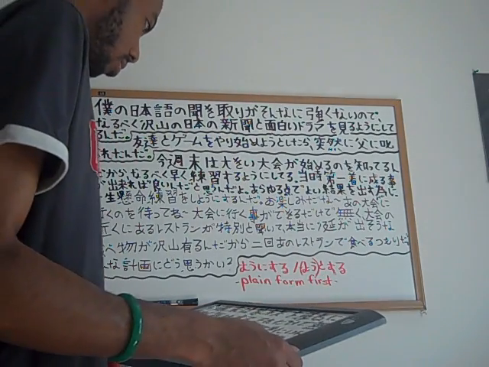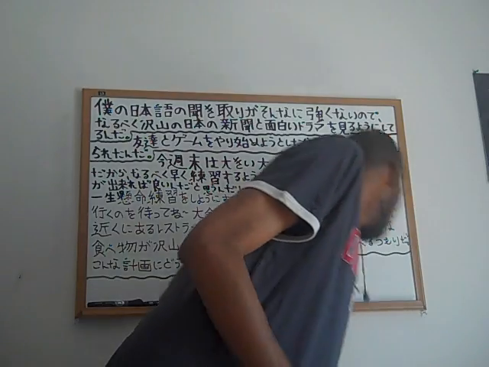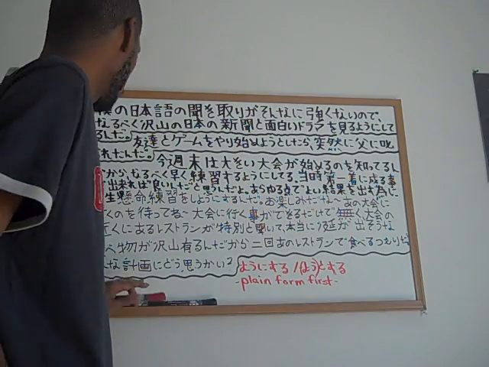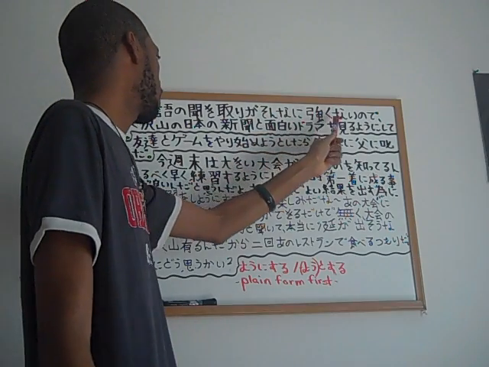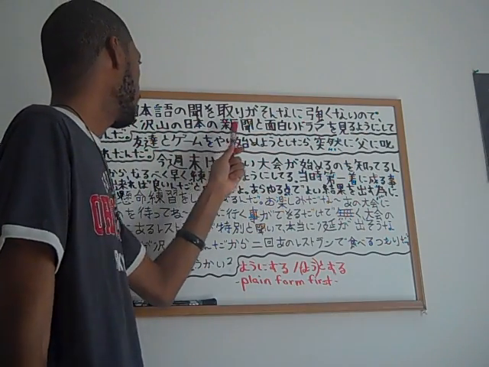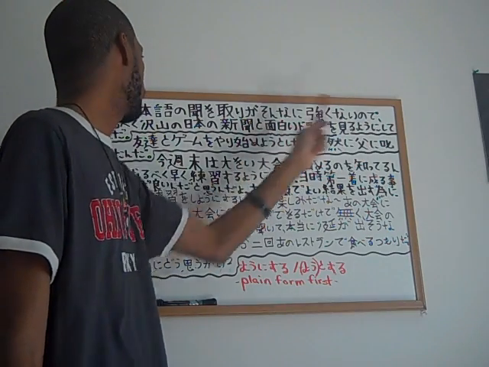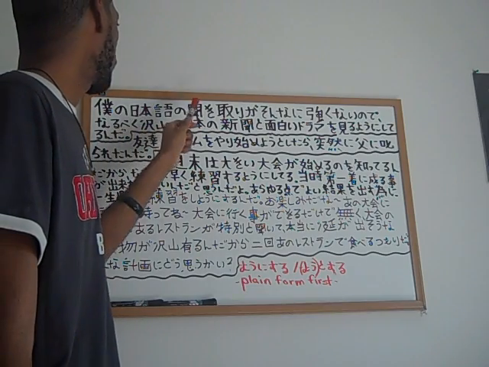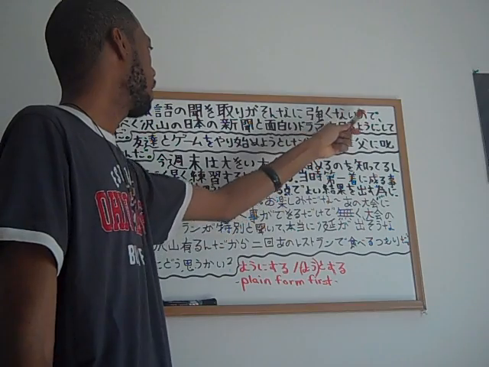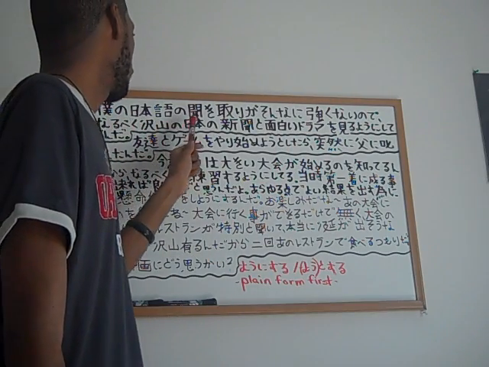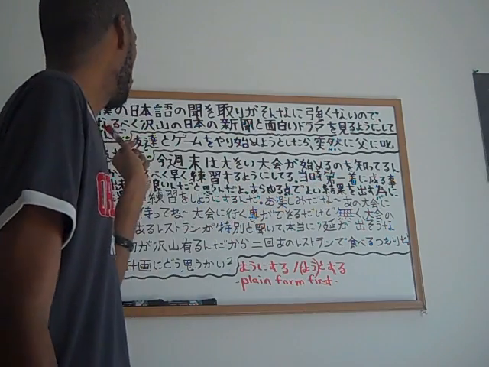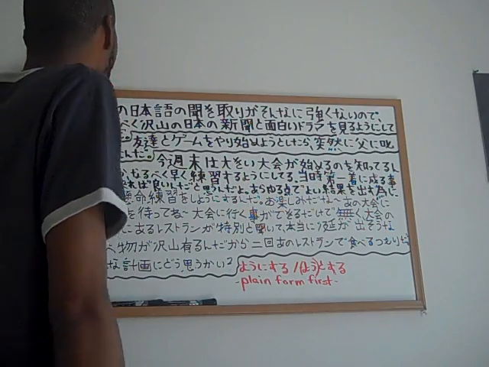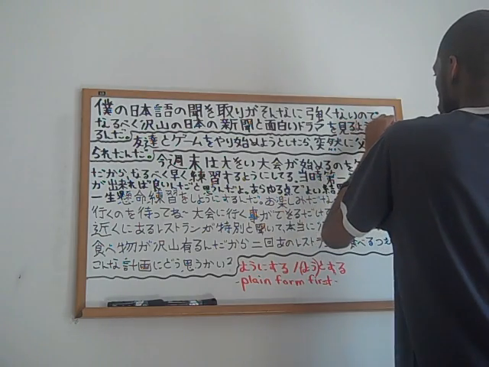Where should I start? Okay, I'll start with that one over there first. 僕の日本語の聞き取りがそんなに強くないので、なるべくたくさんの日本の新聞と面白いドラマを見るようにしているんだ。So this is the construction here. The yo ni suru became no yo ni shiteruんだ.